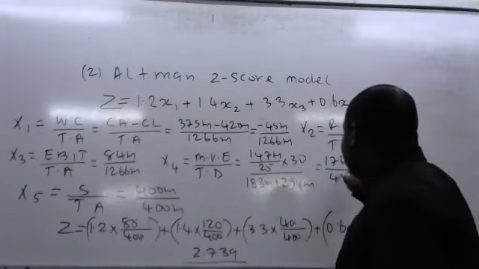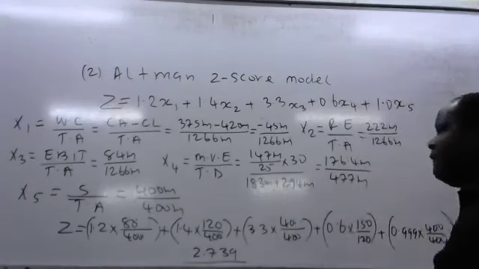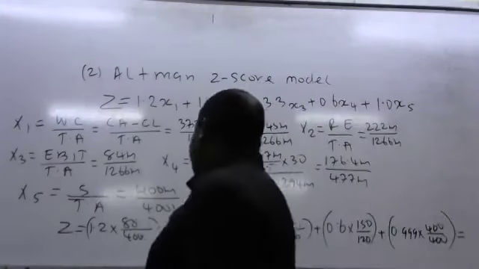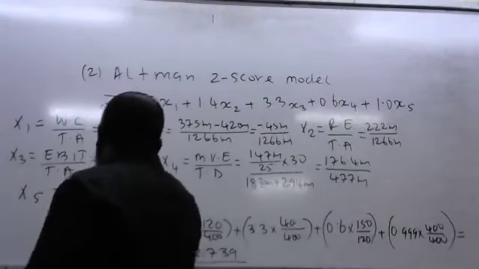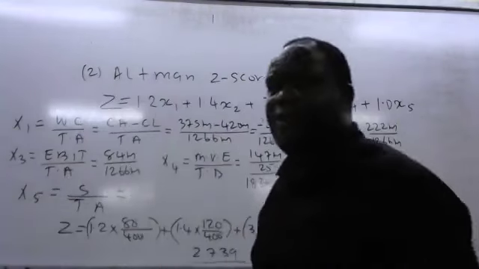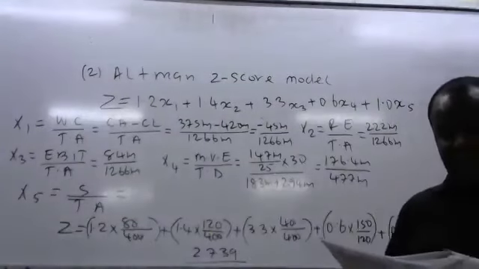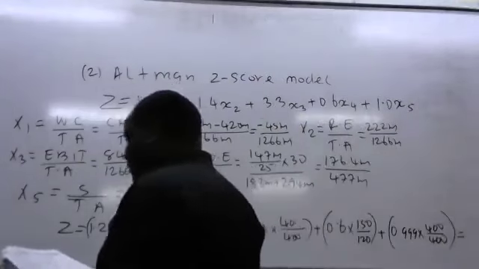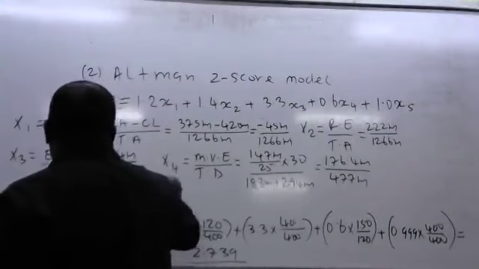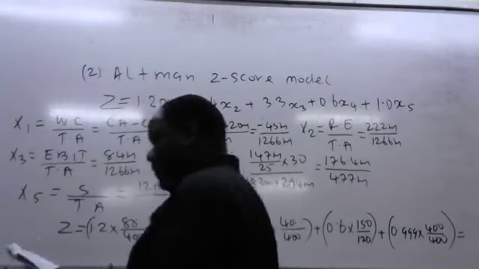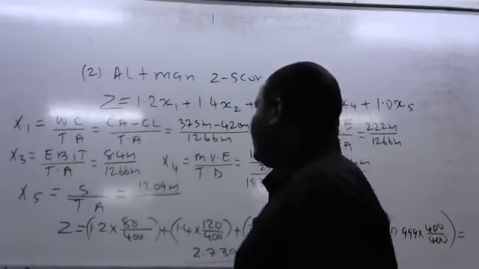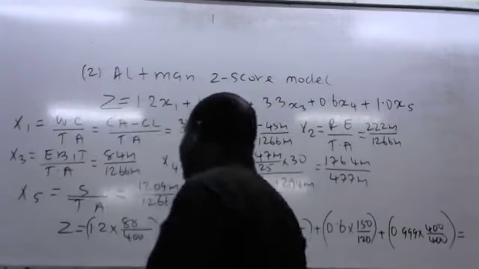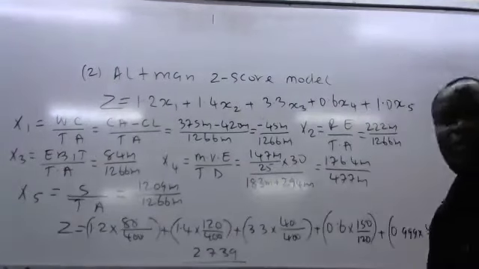477 minutes. Then for X5, they gave you the turnover. Turnover is what represents the sales. So that turnover, they gave you 1209. Then we also divide by the total assets, which we know is 1266. So now after that, we go to the model.